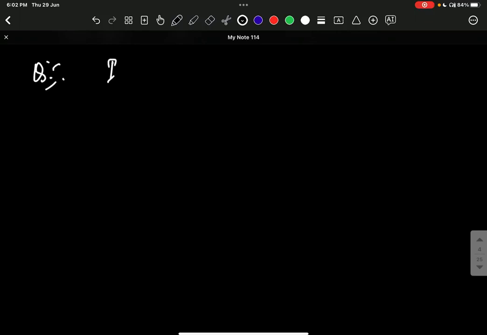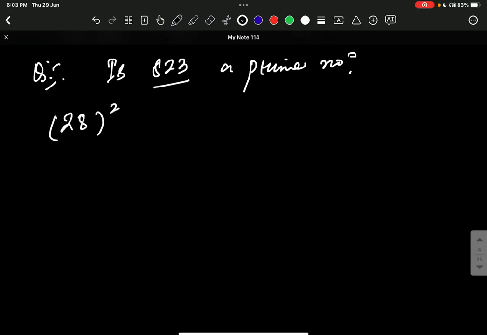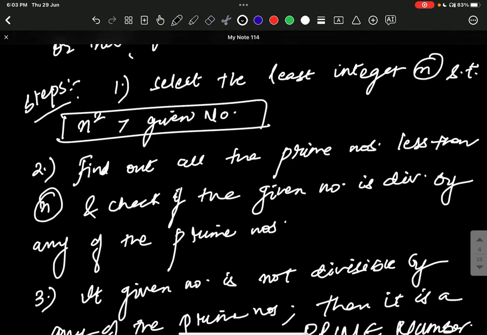Supposedly, if it is being asked that is 823 a prime number? You have to find the nearest integer n whose n square should be greater than the given number. That was step 1. So let us just take 28. Now what is 28 square? Now 28 square is 784. What have we to check? If that n square is greater than the given number.